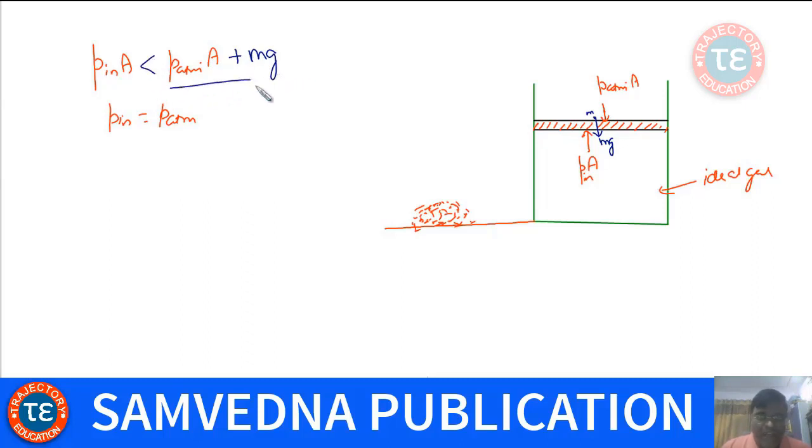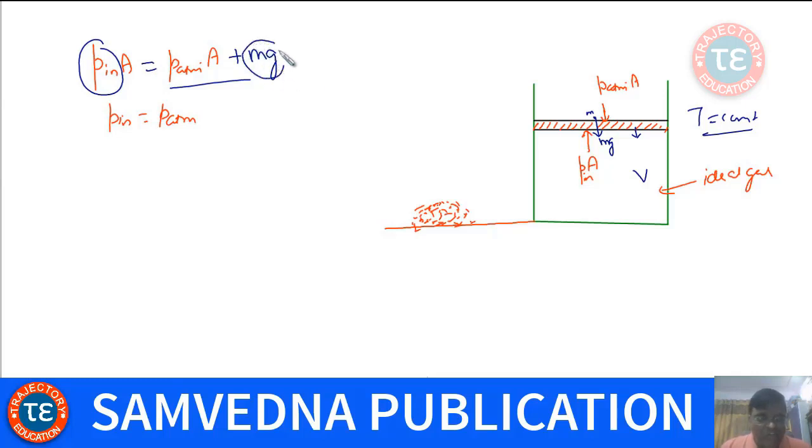So as a result of which, what will happen? The piston will come down slightly. Why slightly? Because the moment piston comes down, the volume decreases, and I assume that temperature is constant throughout. So the moment piston comes down, the volume decreases, your P in increases, and P in does not have to increase much, because the moment P in increases, this again becomes equality.